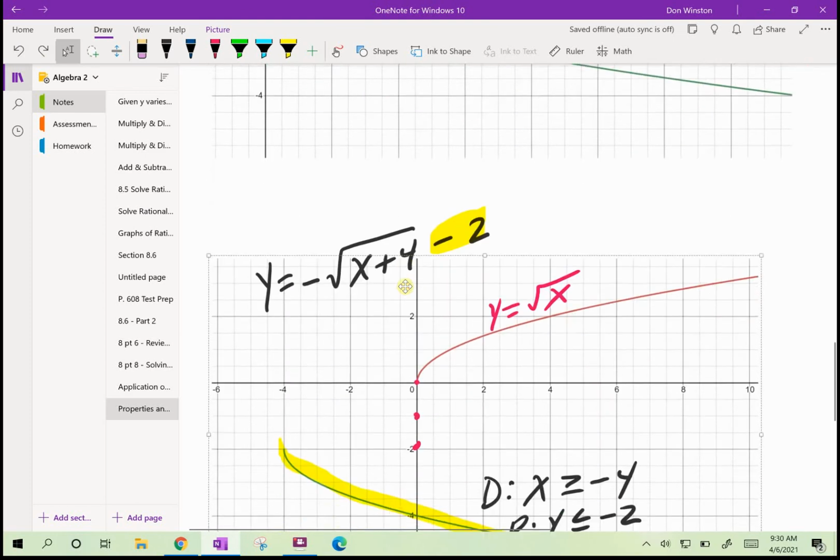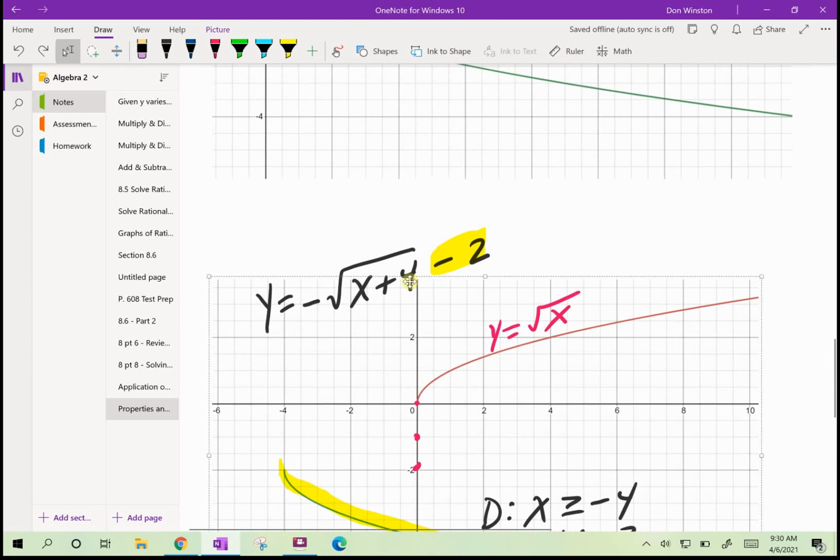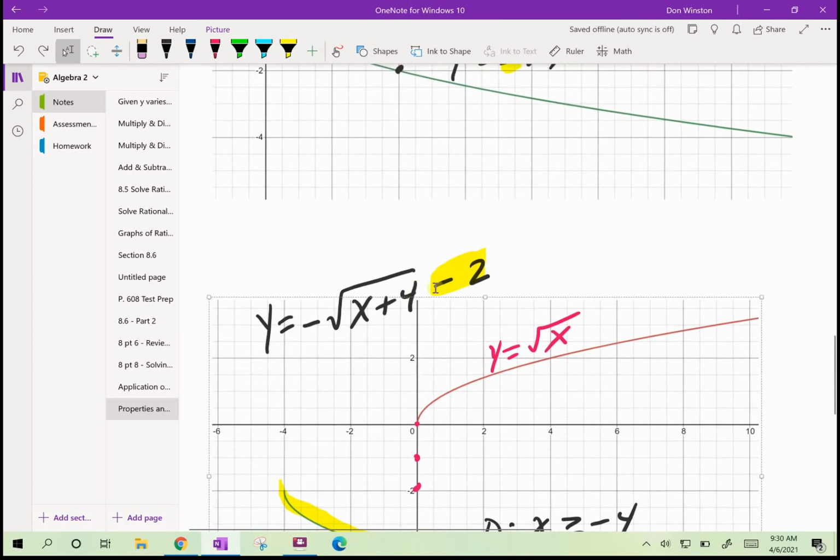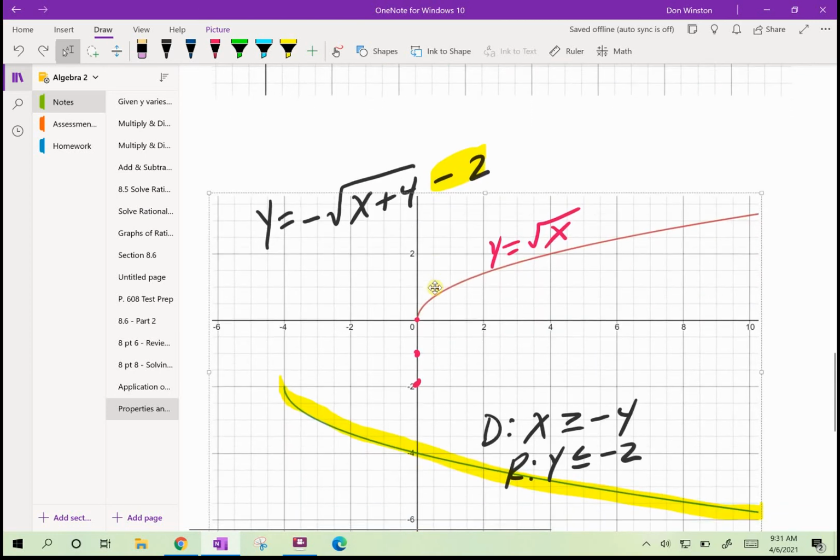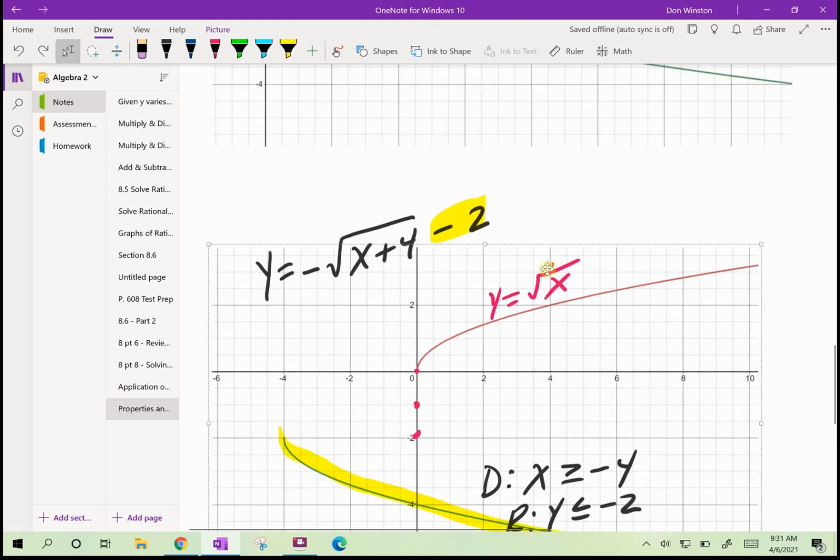So transformations, we've done this a gazillion times, so these should be pretty easy to be able to identify the domain and range given the function.